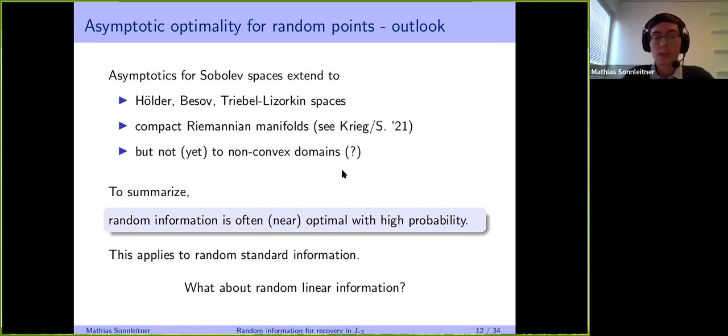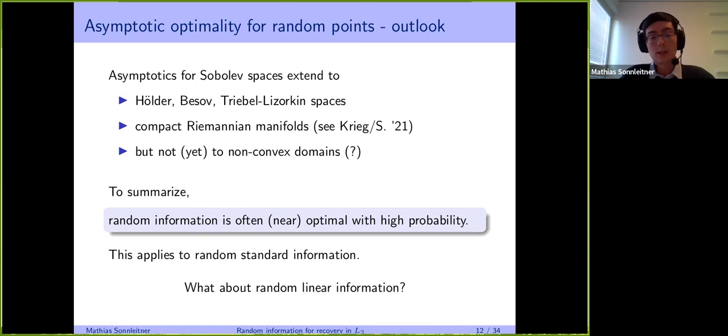But we believe that it's also true there that random information is as good as optimal information if p is larger than 2. And to summarize here, random information is often near optimal, up to logs maybe, with high probability. And this is for random standard information. And now I want to switch to random linear information, where there are also interesting things to discuss.